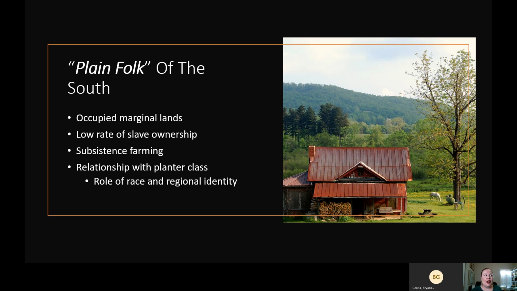Now, their relationship to the planter class is really interesting. Some of them really resent the planter class because they see them as hogging all of the good land, all of the wealth, hogging all the political power in the South. And many politicians actually kind of run on that, right? They're like, oh, those rich elitists, right? They try to appeal to the masses. But there is one thing that unites them together, and that is race.